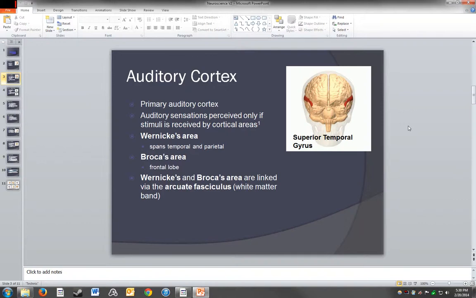This is the tonotopic encoding of pitch and frequency. Auditory sensations are only perceived if the stimuli is received by the cortical areas. So if you are able to shut off this area, you will not be able to hear anything. However, you won't be able to hear anything consciously, but you can still get a startle response.